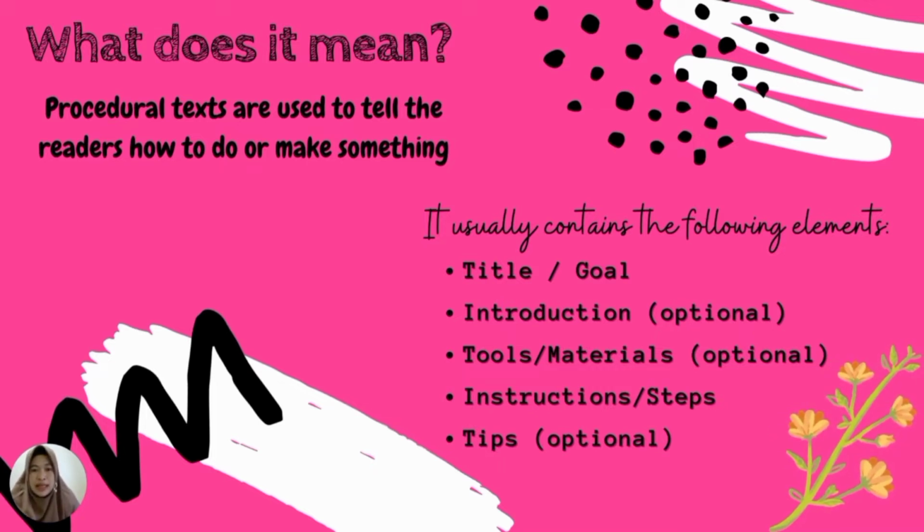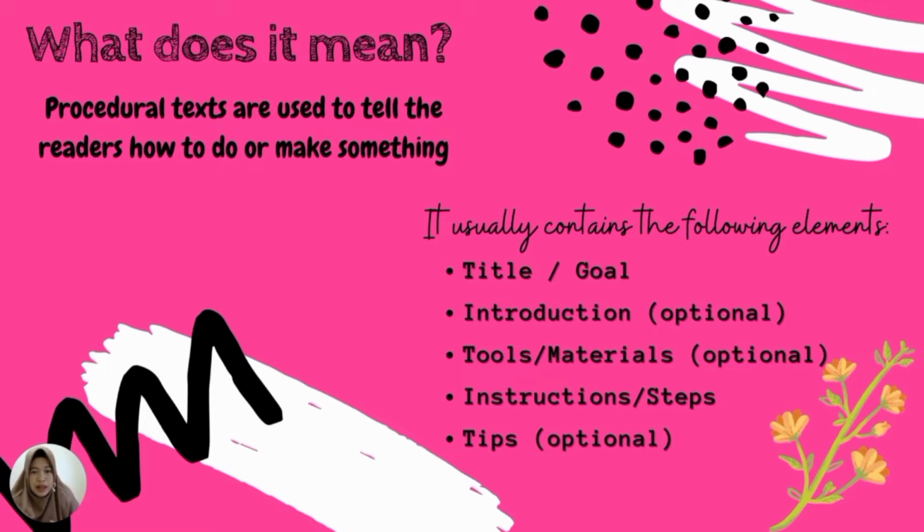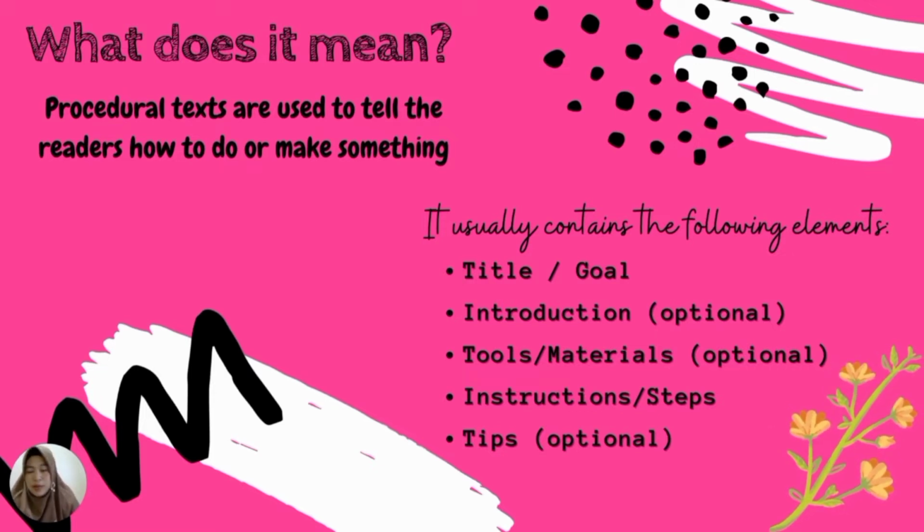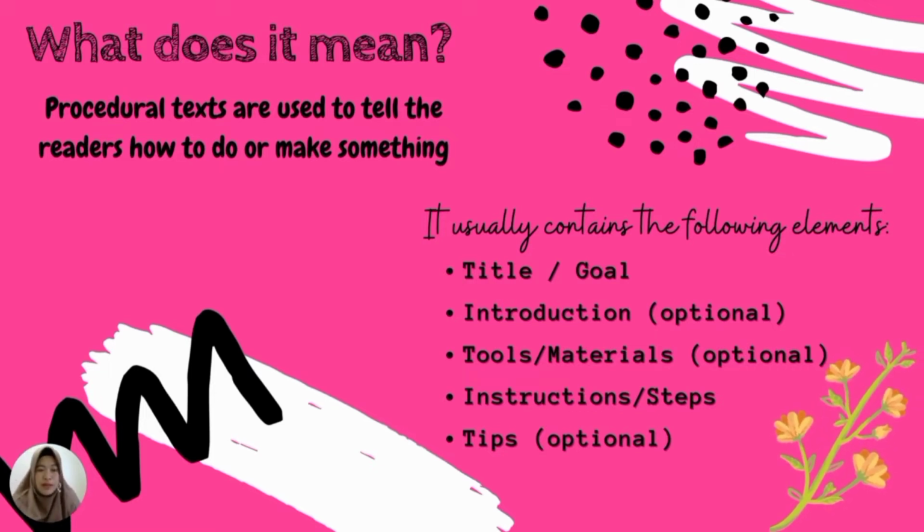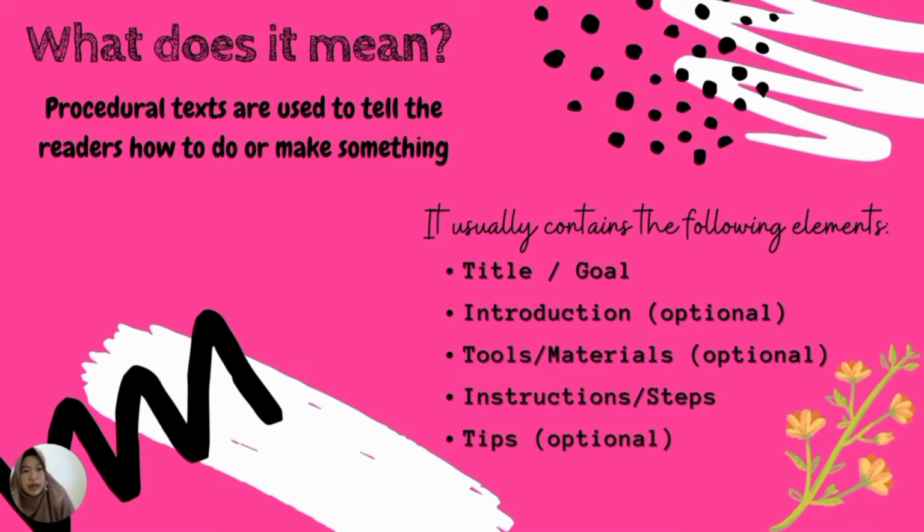And here we can see that there are some elements that are always contained in a procedural text. The first one is the title or goal. It is the purpose of the text. For example, how to operate a computer, or how to withdraw money, or how to make an omelette, or how to use a laptop. This is the title or the goal.